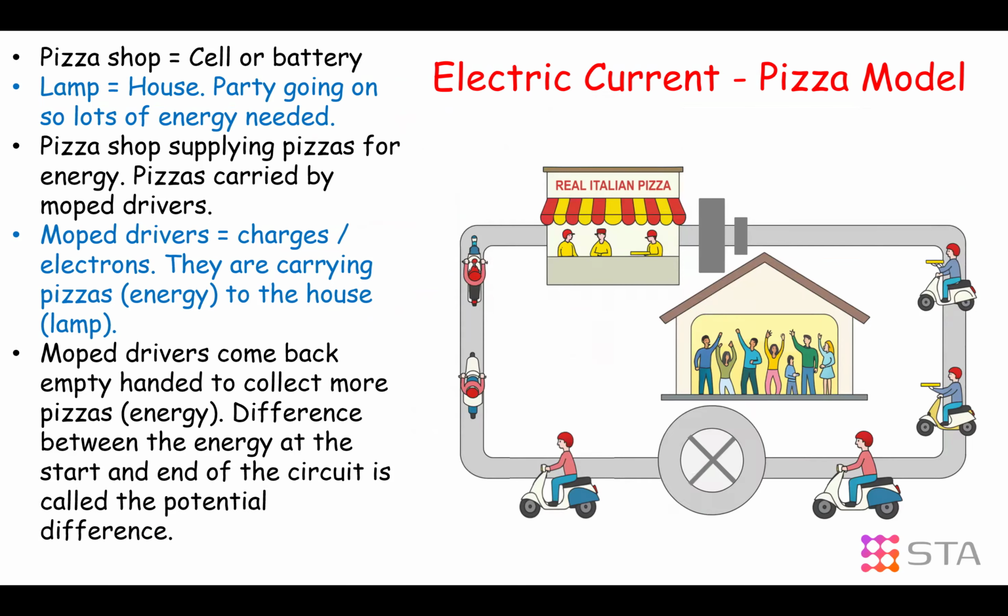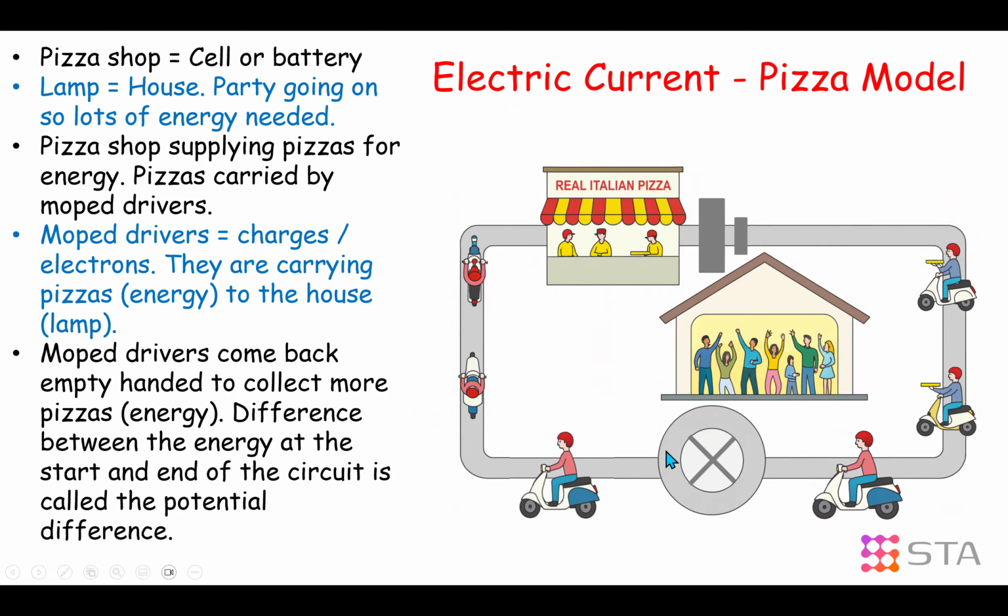Now, lots of people find current, charge, potential difference, resistance, and so on very difficult. So I'm going to show you my pizza model. If you don't understand these things, it's a nice way of explaining how electric current actually works. So we have here a pizza shop. The pizza shop producing pizzas is like the cell or the battery.